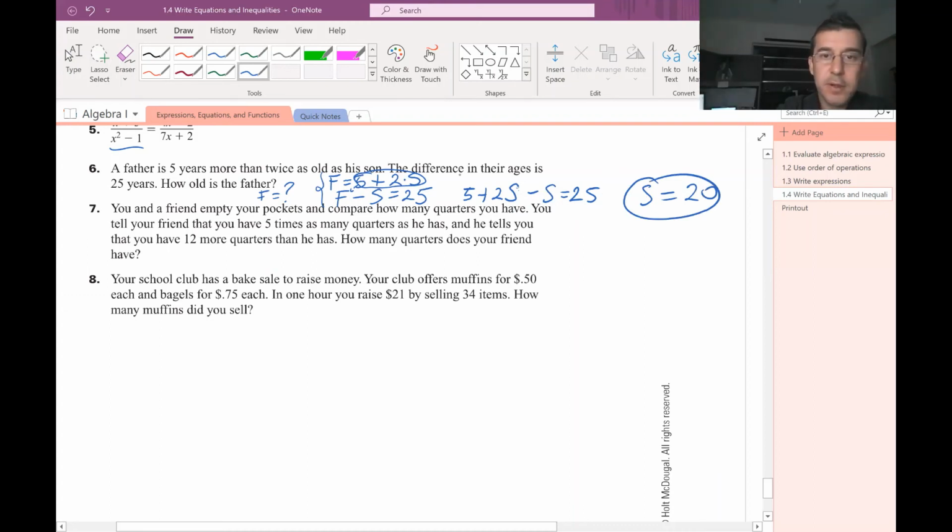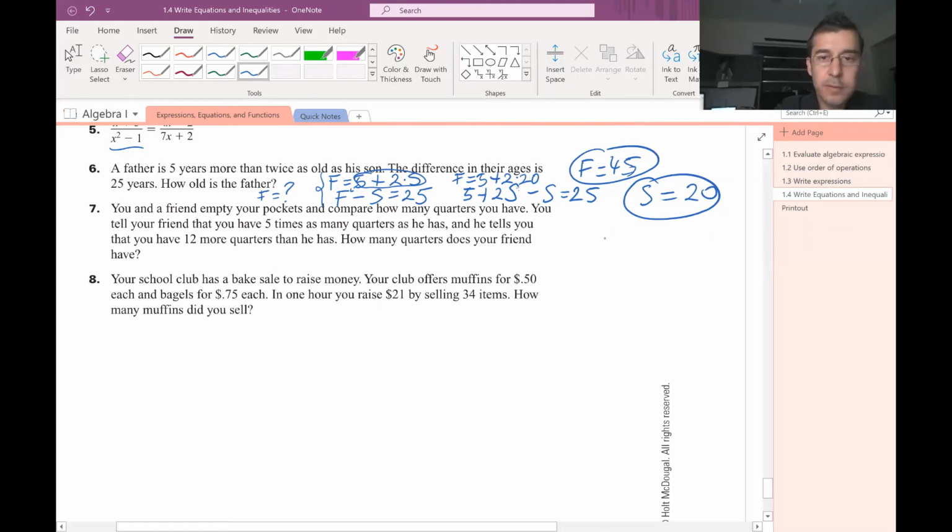And then the father is 5 years plus twice the son, that's 20. So the father is 2 times 20, which is 40. 40 plus 5 is 45. So 45 years old is the father. That's the solution, 45.